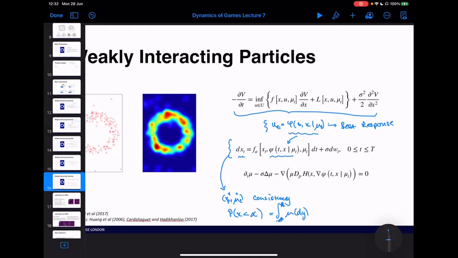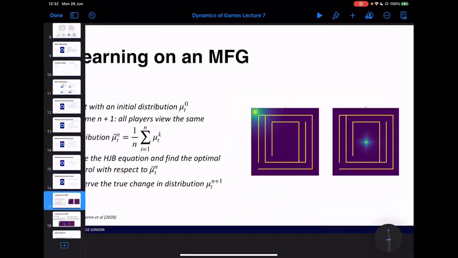And that will be useful immediately when we start to think about what fictitious play is on mean field games. Okay, before we move on to fictitious play and mean field games, any questions on the whole choosing the optimal control from what we've just done?